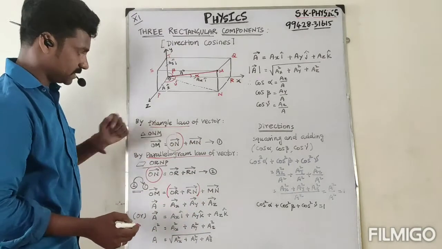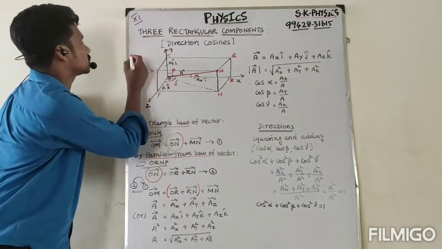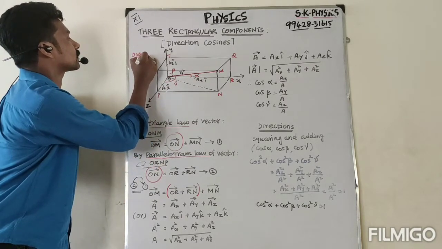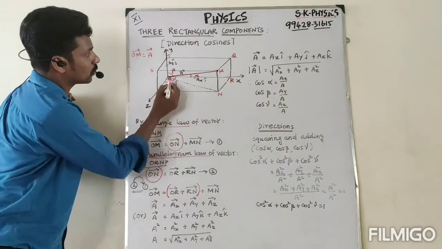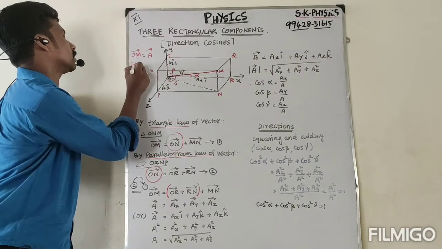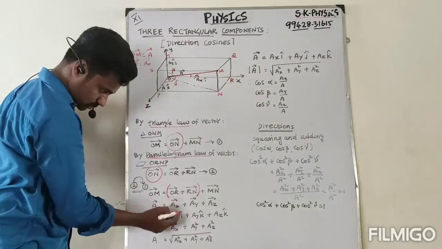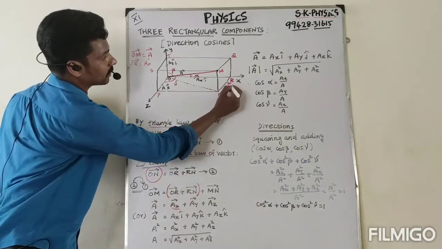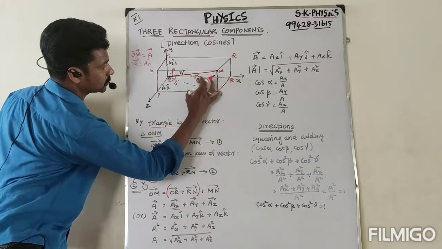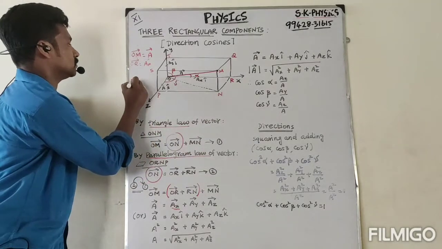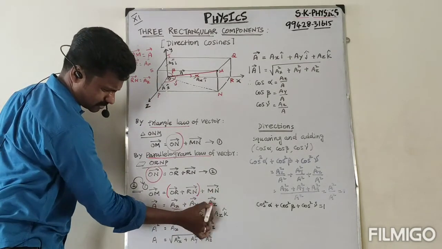Now equation 2 is applied in equation number 1 instead of ON. See the next step: OM vector is nothing but the A vector. OR is nothing but the AX vector. Next, RN is nothing but OP, which is the AK vector. So RN is equal to the AK vector.